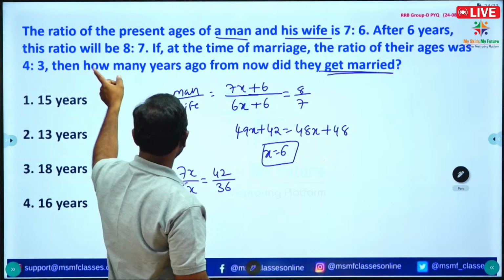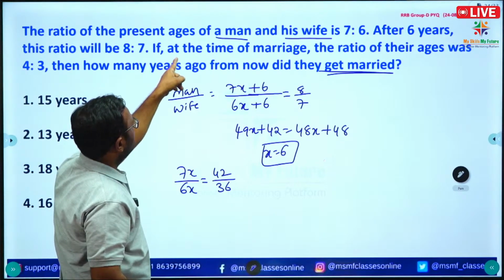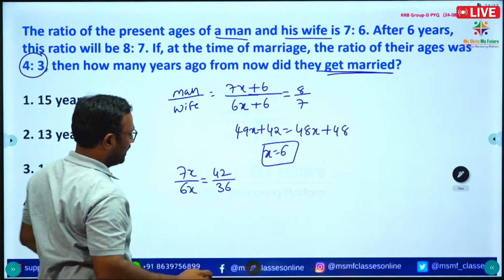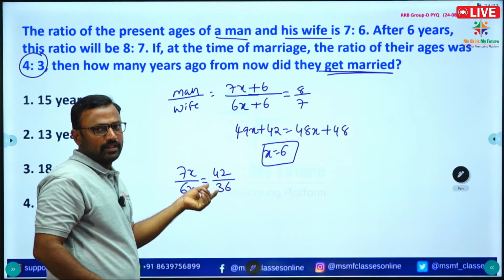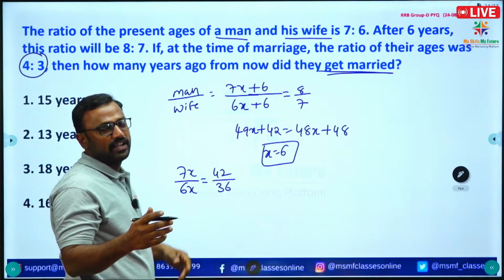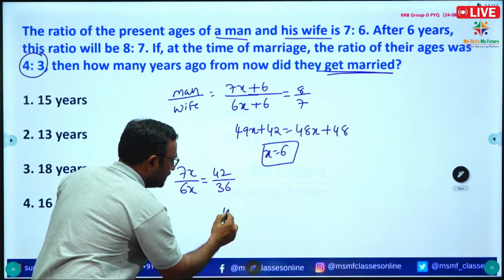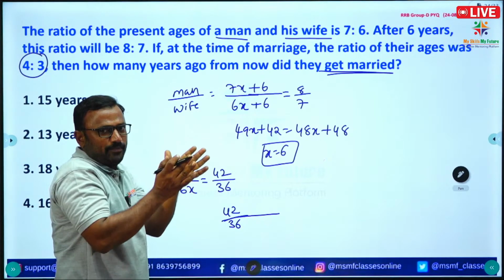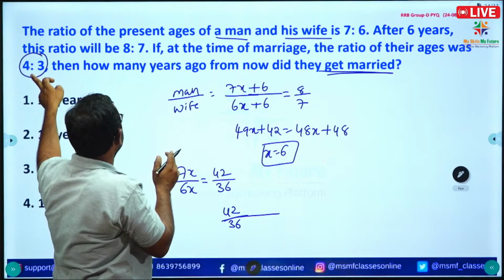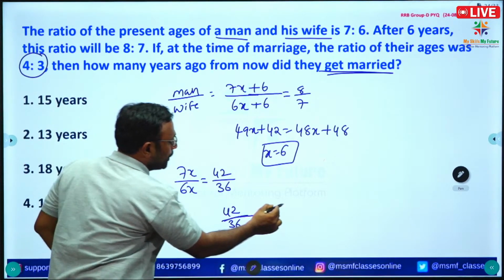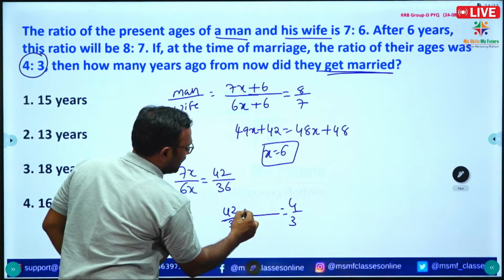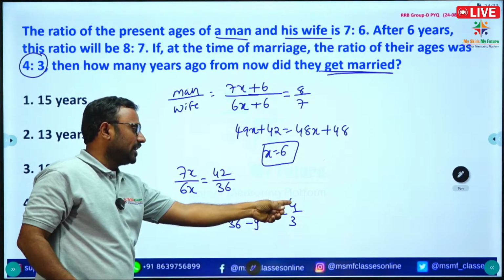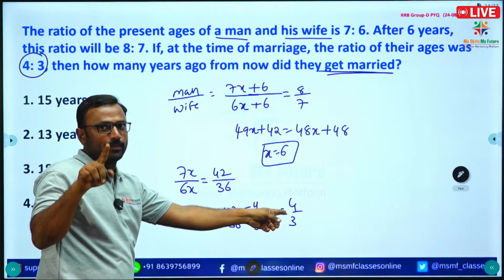Right, see here, at the time of marriage the ratio of their ages was 4:3. So this is the present age of man and his wife. At the time of marriage the ratio is 4:3. Before some years, the respective ages ratio is 4:3. So I am taking this as y. So this is the respective ratio of their age at the time of marriage.